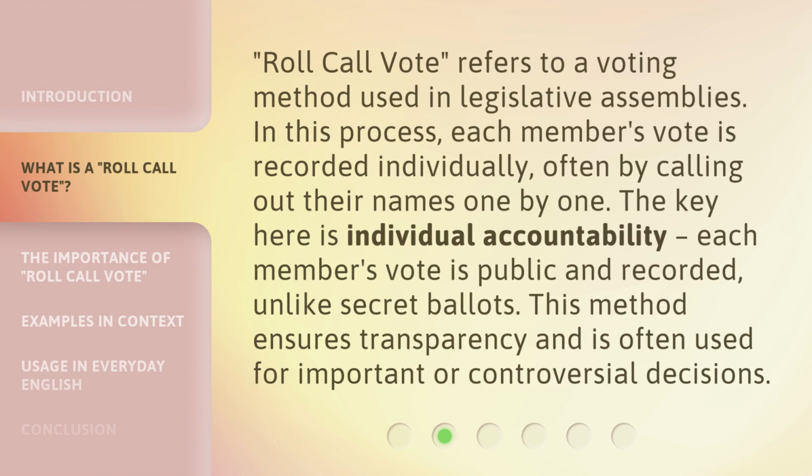Roll call vote refers to a voting method used in legislative assemblies. In this process, each member's vote is recorded individually, often by calling out their names one by one. The key here is individual accountability. Each member's vote is public and recorded, unlike secret ballots. This method ensures transparency and is often used for important or controversial decisions.